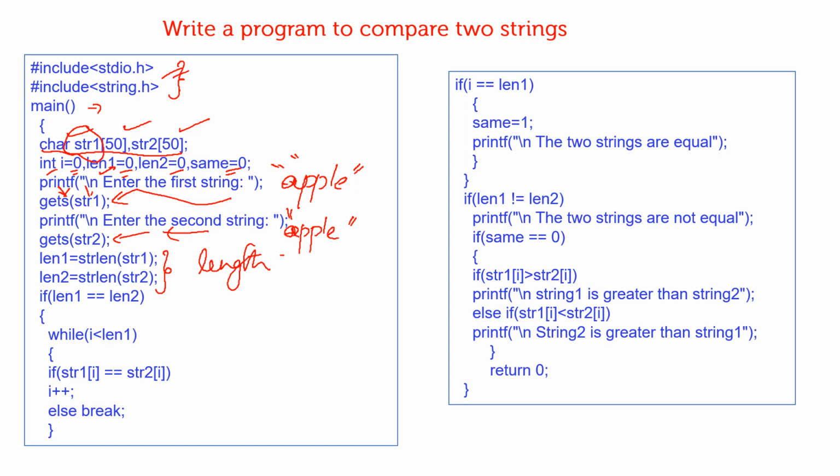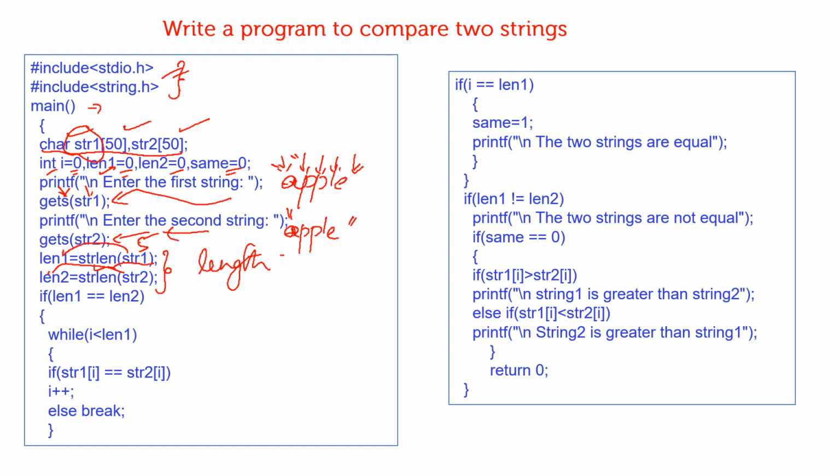So it will find out the length of string 1. Here in this case it is equal to 5, right? 1 2 3 4 5, and it will be assigned to length 1. Similarly, length 2 will be assigned the length of string 2. I hope you're clear with this.